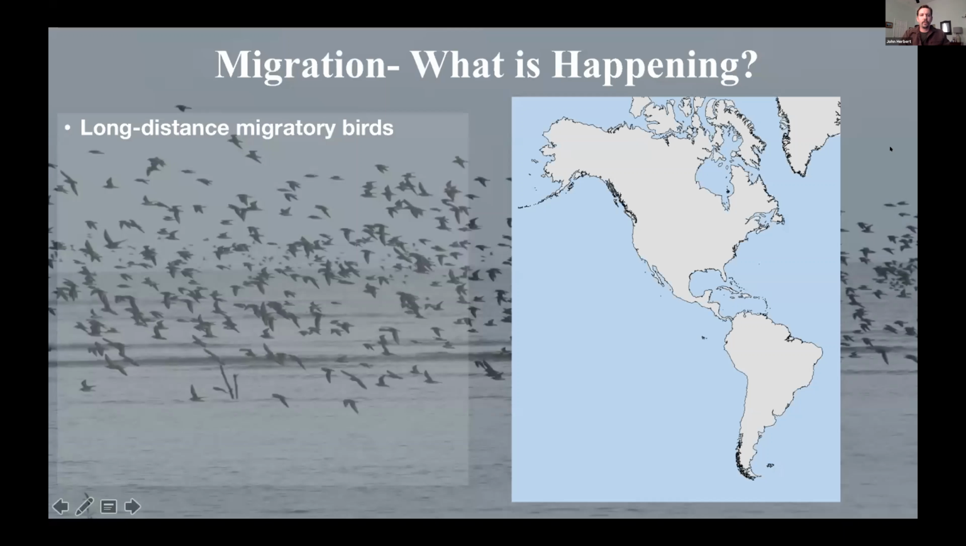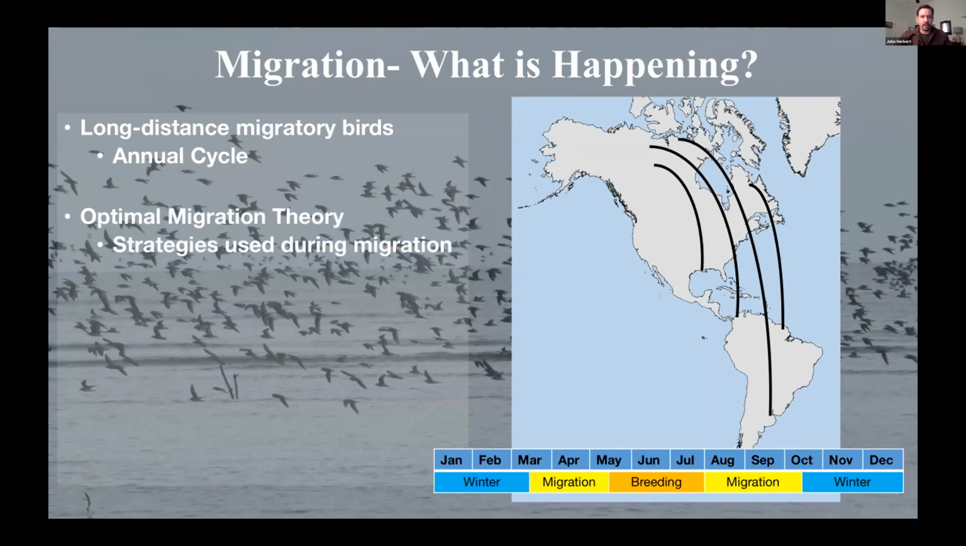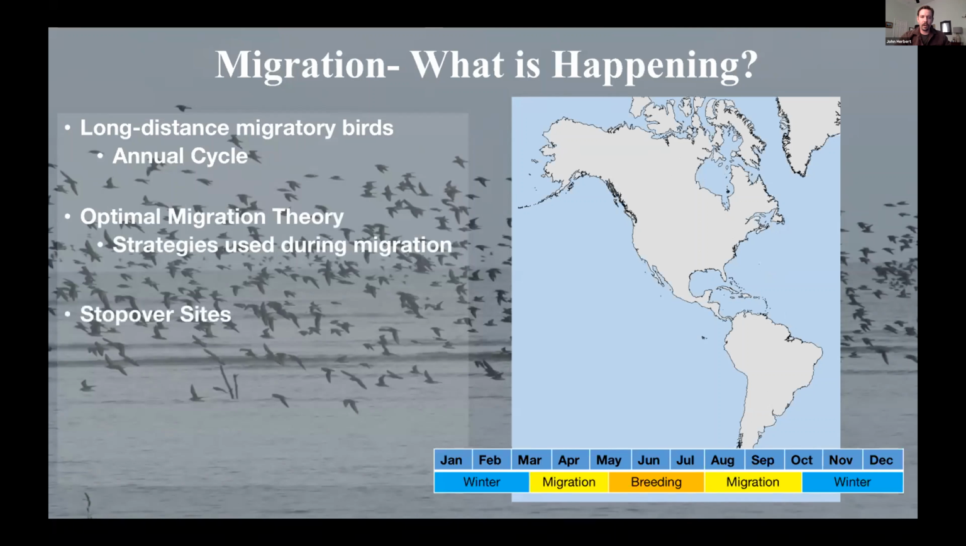Okay, so for migration, we want to know what is happening, especially for long distance migratory birds, because they're occupying different habitats throughout the annual cycle. The winter range, they have different habitats during spring and fall migration, and then they're stopping along the way. And then they have different habitat in the breeding period. And we want to know what strategies they're using during migration. So are they energy maximizers? Are they time minimizers? Are they using stopover sites during migration?